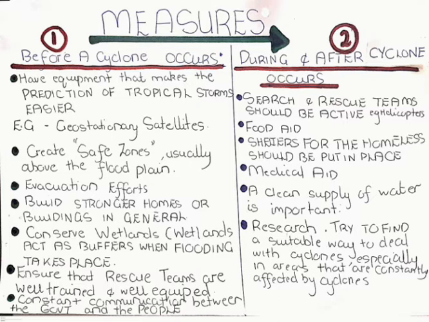During and after a cyclone occurs, search and rescue teams should be active. Food aid is also very important, which helps in reducing the number of deaths associated with hunger. Shelters for the homeless should also be put in place. This takes into consideration those that have lost their homes. Medical aid is also very important. A clean supply of water is essential to reduce the number of diseases being spread. And research should be done, which is basically helping in trying to find suitable ways to deal with cyclones.